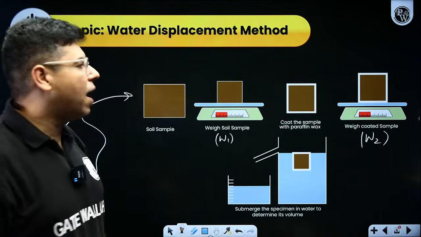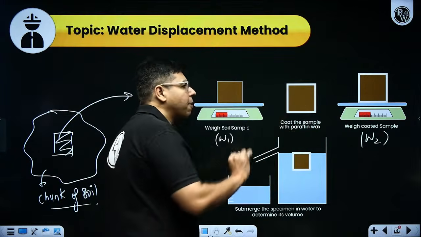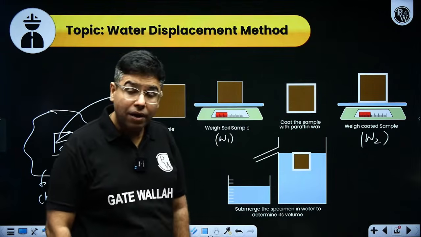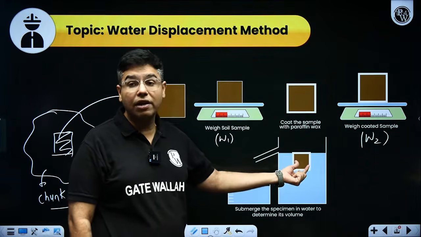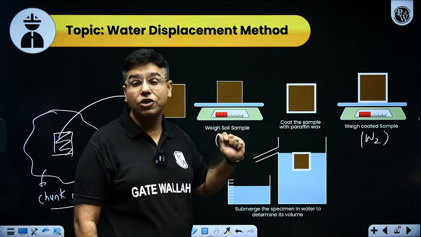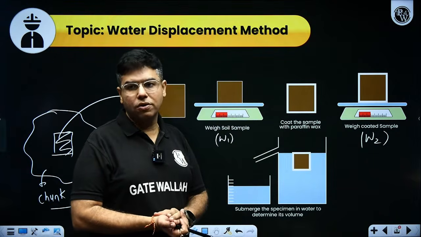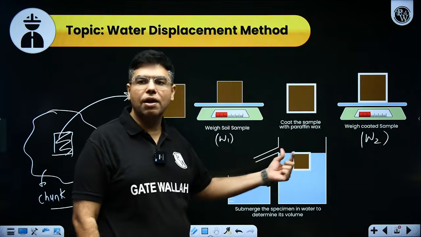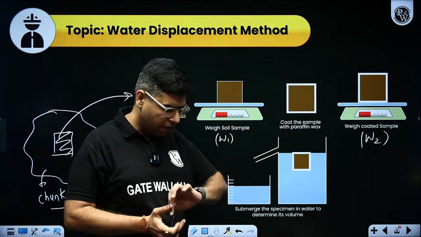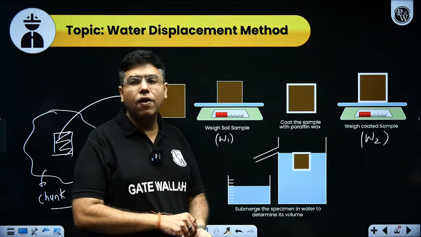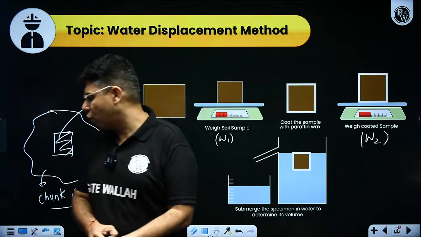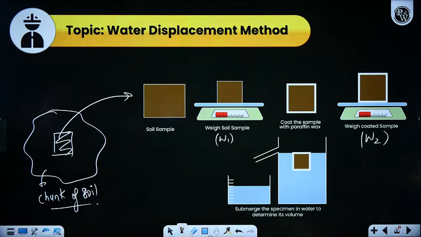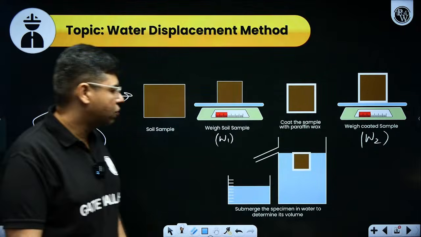Now, you understood why I have coated this soil sample with paraffin wax? So that water does not enter inside the soil sample. If water enters inside the soil sample, the unit weight of the soil will change. So, to cut off the contact between this water and the soil sample, we have made use of this paraffin wax. Now, we will calculate the volume of the water displaced. This is nothing but the volume of the coated soil sample.